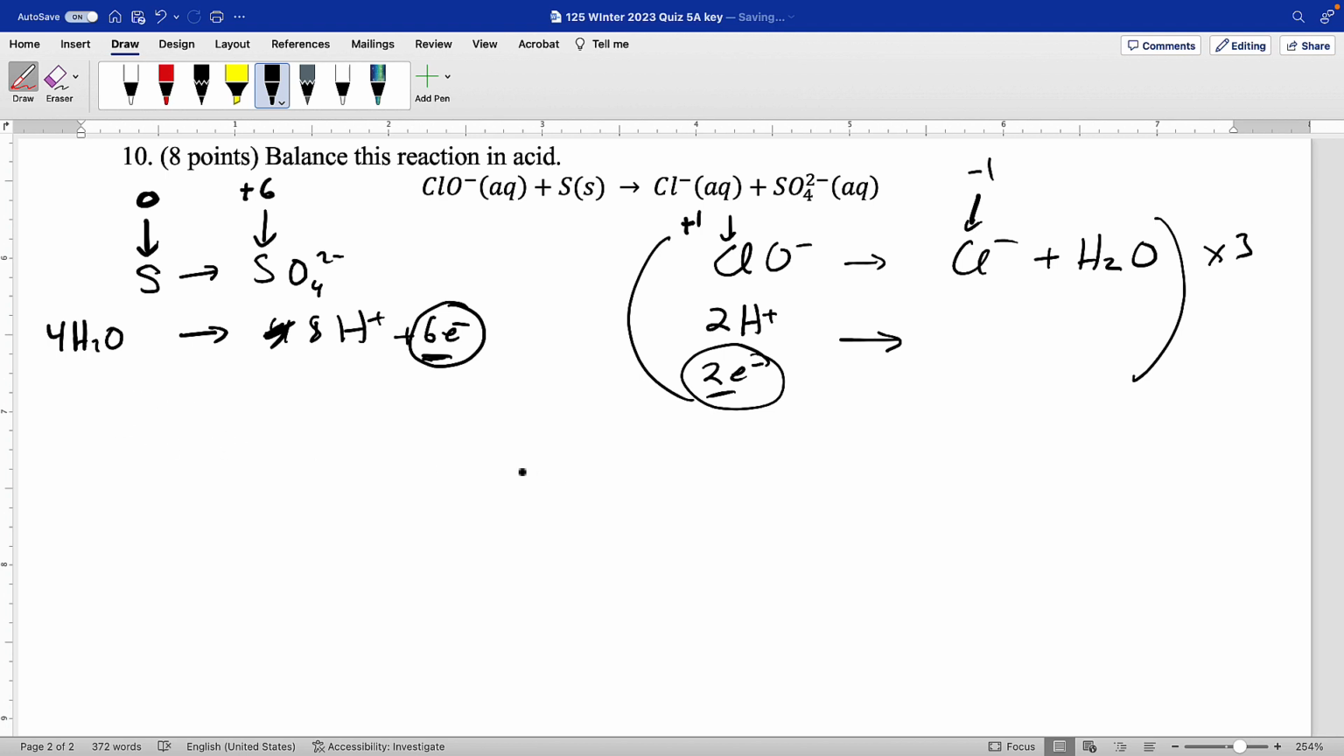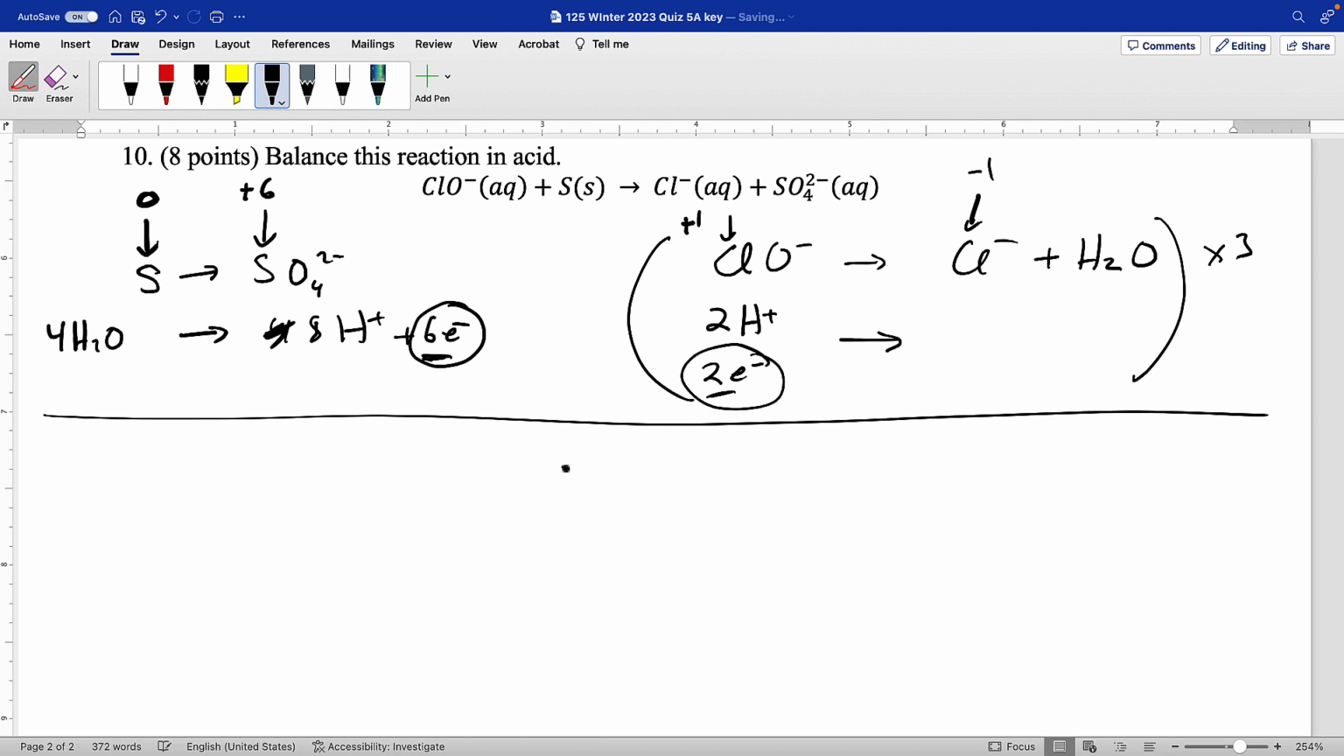So I'll start off writing a big long reaction here. I've got sulfur going to sulfate, 2 minus. I've got 4 waters going to 8 hydrogen ions. Okay, so I'm just doing the left-hand reaction right now. If I wanted to, I could put in that there's also 6 electrons. We're just going to cancel those in a second anyway.